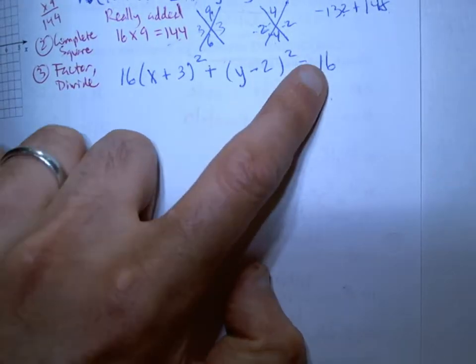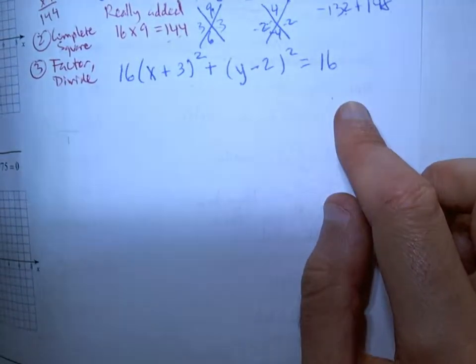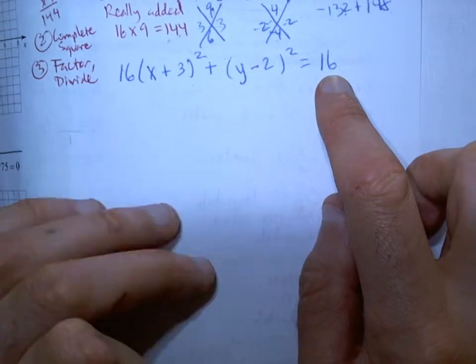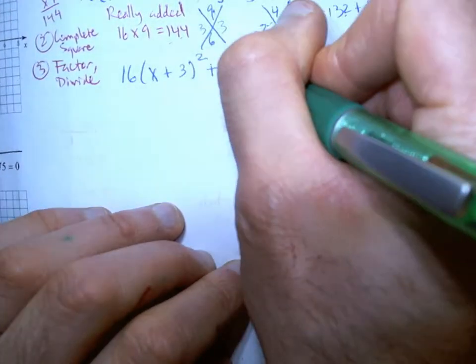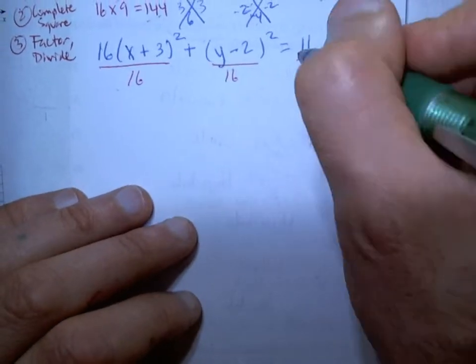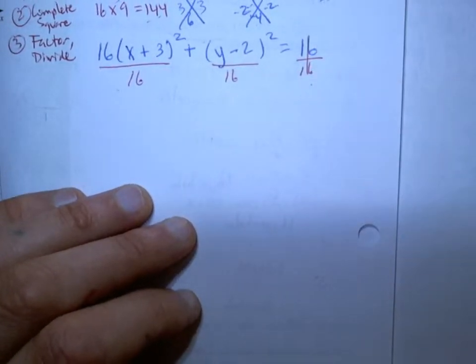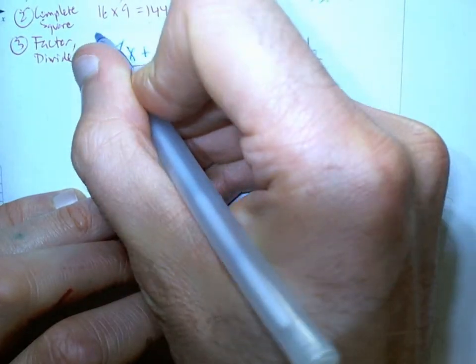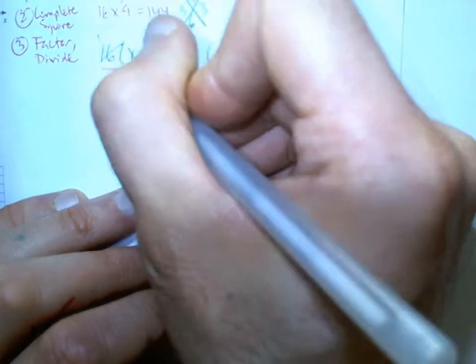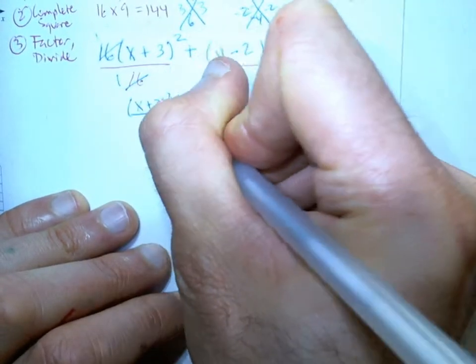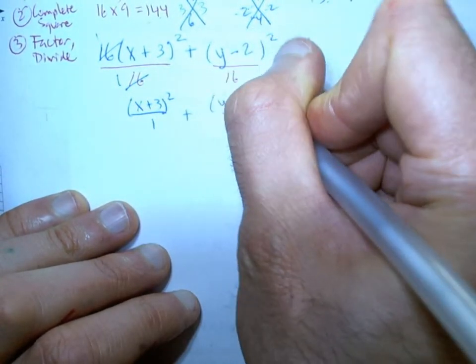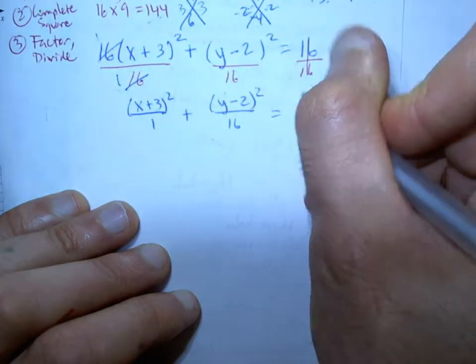So, Alondra, how can I make this into a 1? What can I do to both sides to make this into a 1? Fantastic. Divide everything by 16. And here's where you see the 16 makes a difference. It's going to influence what this number becomes. So 16 becomes a 1. If we divide this by 16, we get a 1 here. So x plus 3 squared over 1 plus y minus 2 squared over 16 equals 1.